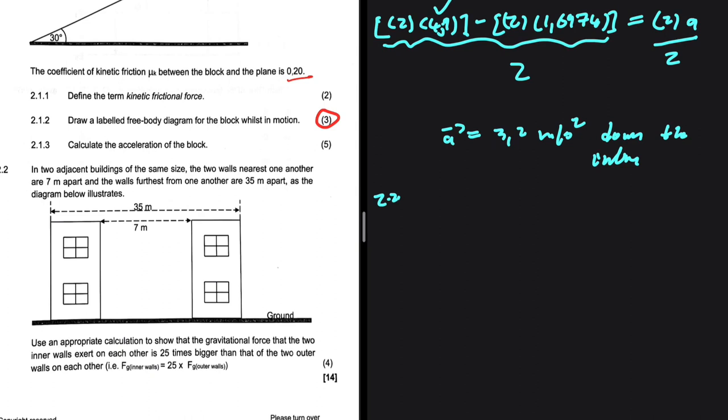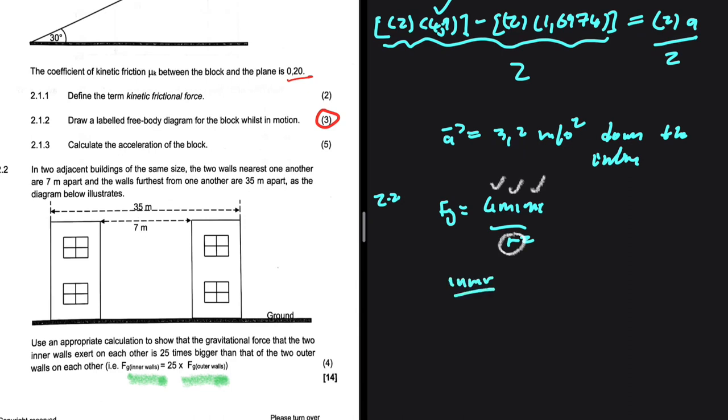And then they're saying we need to show that Fg of the inner walls is equal to 25 times that of the outer walls. What is Fg? Let's start there. Fg is equal to G m1 m2 divided by r squared. So everything else is constant except for the distance between the two walls. That is the only variable we are changing. Let's start with the inner walls.